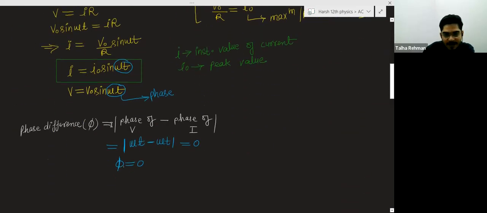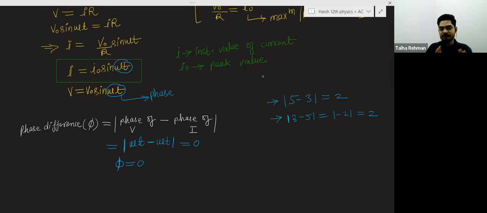So why have I applied this modulus? Because suppose I am writing 5 minus 3, mod of 5 minus 3 will be 2. And if I am writing mod of 3 minus 5, it becomes mod of minus 2, and mod of minus 2 is again 2. Basically, the mod will always give a positive value. That is why, because we only want the difference.